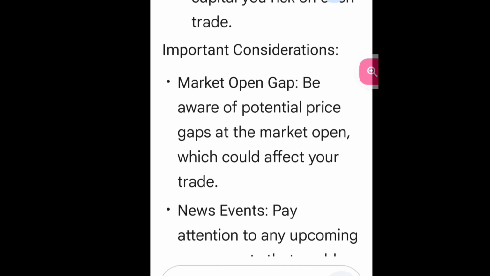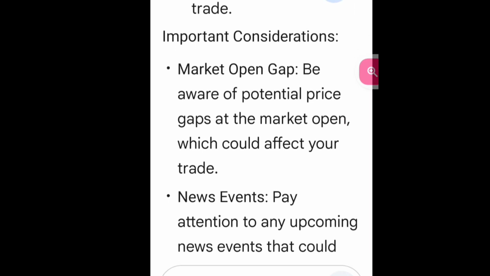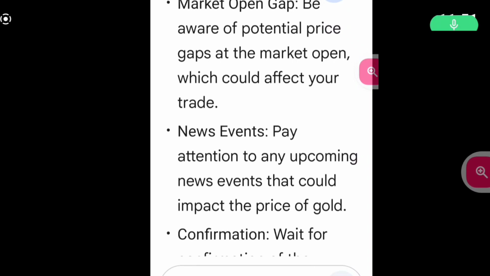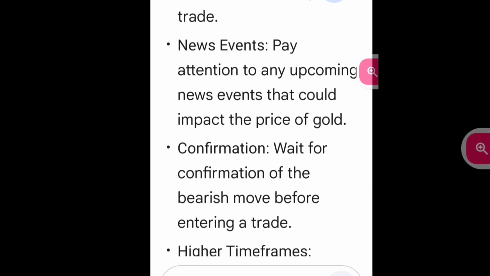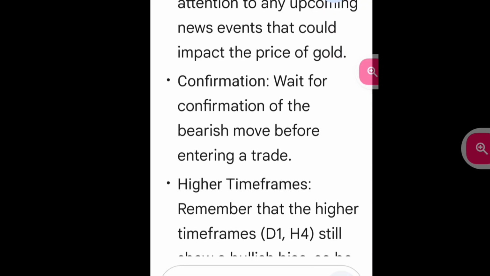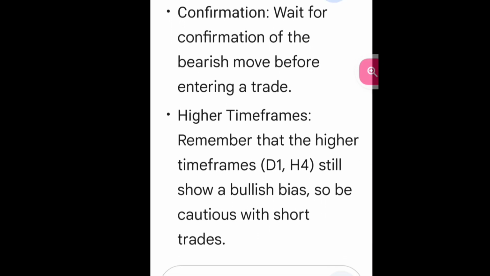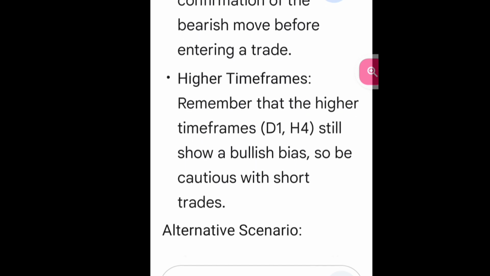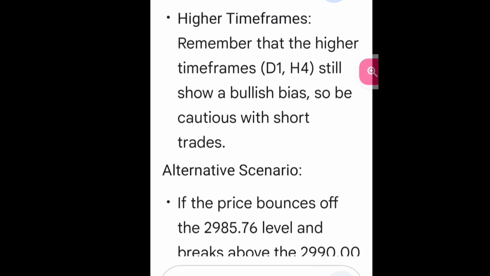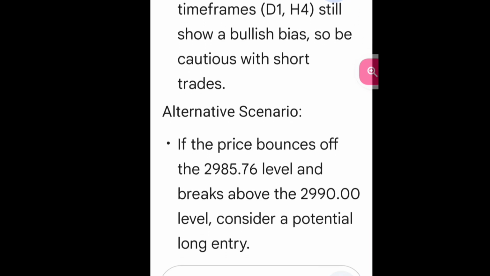Important considerations. Market open gap. Be aware of potential price gaps at the market open, which could affect your trade. News events. Pay attention to any upcoming news events that could impact the price of gold. Confirmation. Wait for confirmation of the bearish move before entering a trade. Higher time frames. Remember that the higher time frames, D1 and H4, still show a bullish bias, so be cautious with short trades.